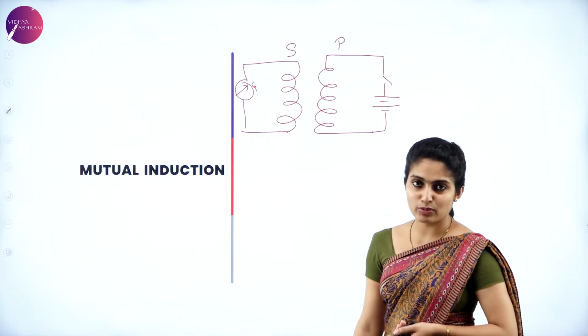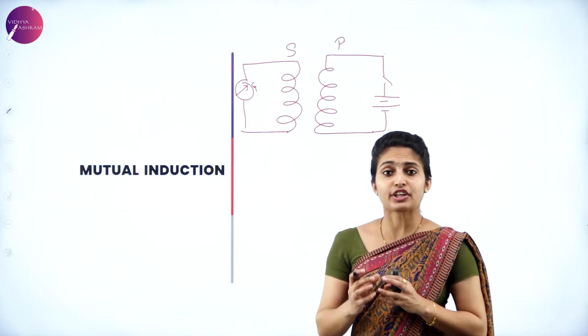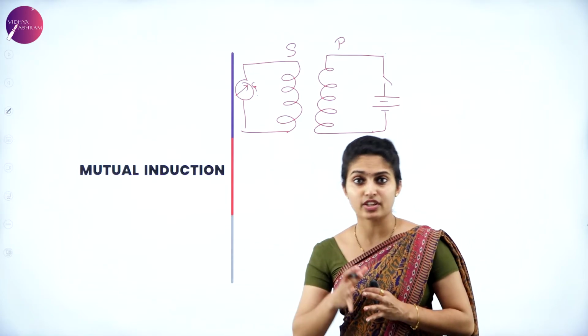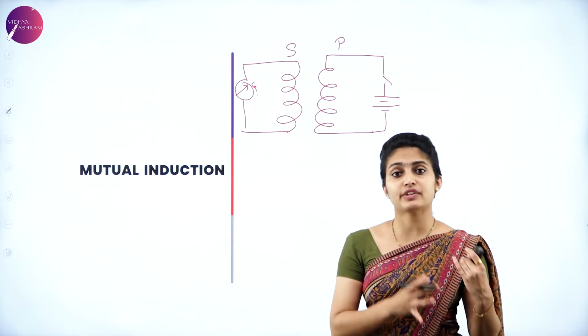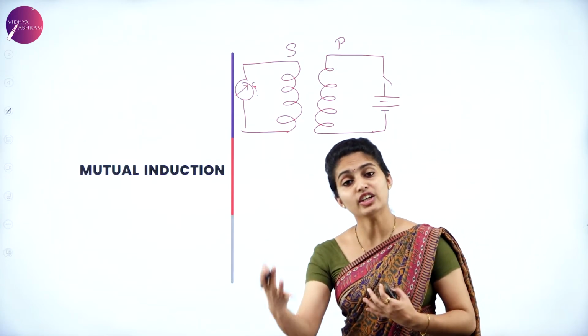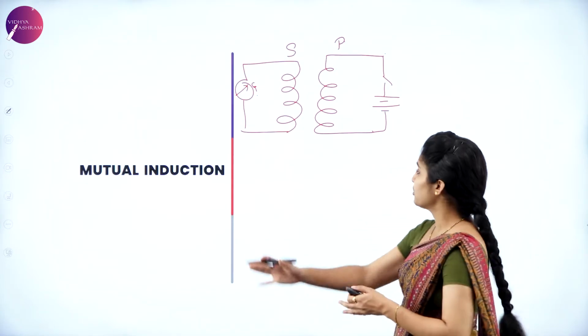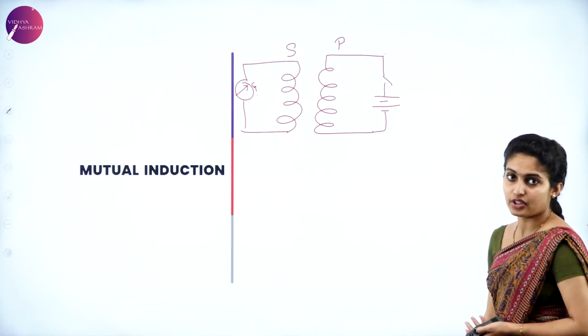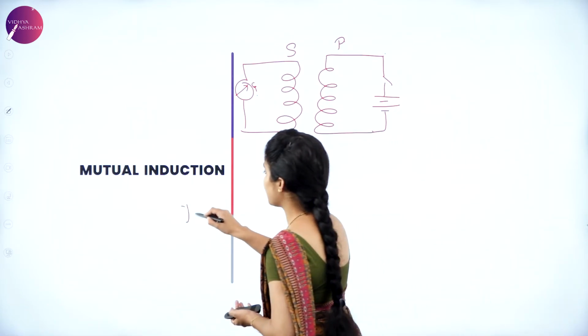So what is meant by mutual induction? The opposition given to the growth of the current in a primary coil due to the magnetic field experienced by the secondary coil through the primary coil. So this is all about mutual induction. Mutual induction is denoted by M.